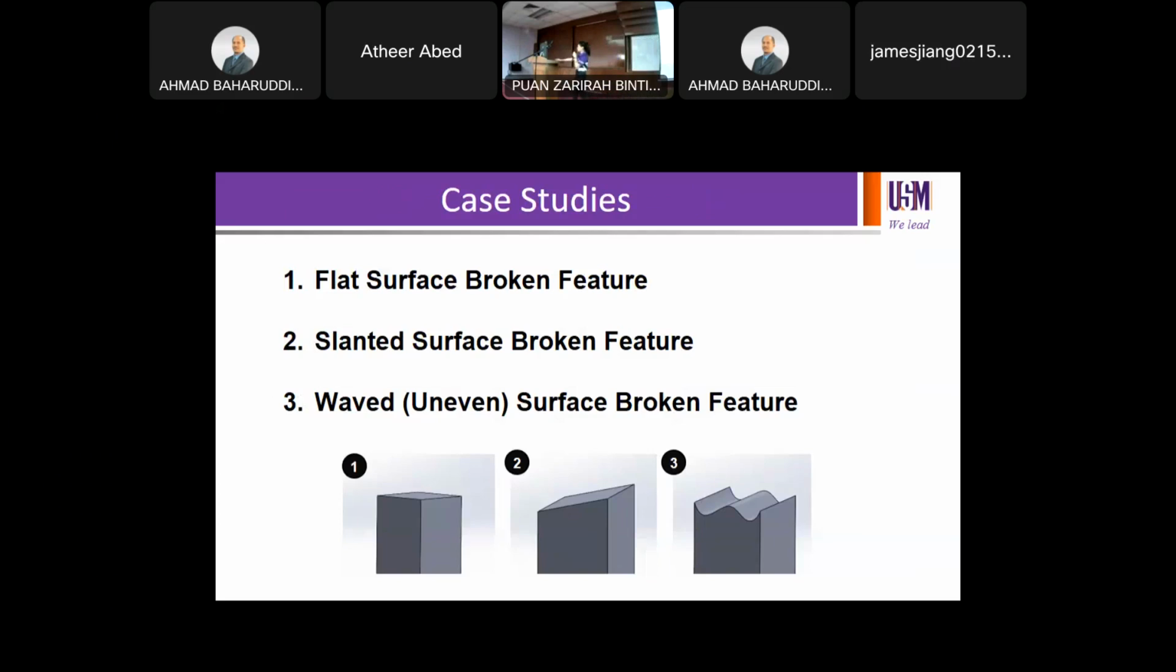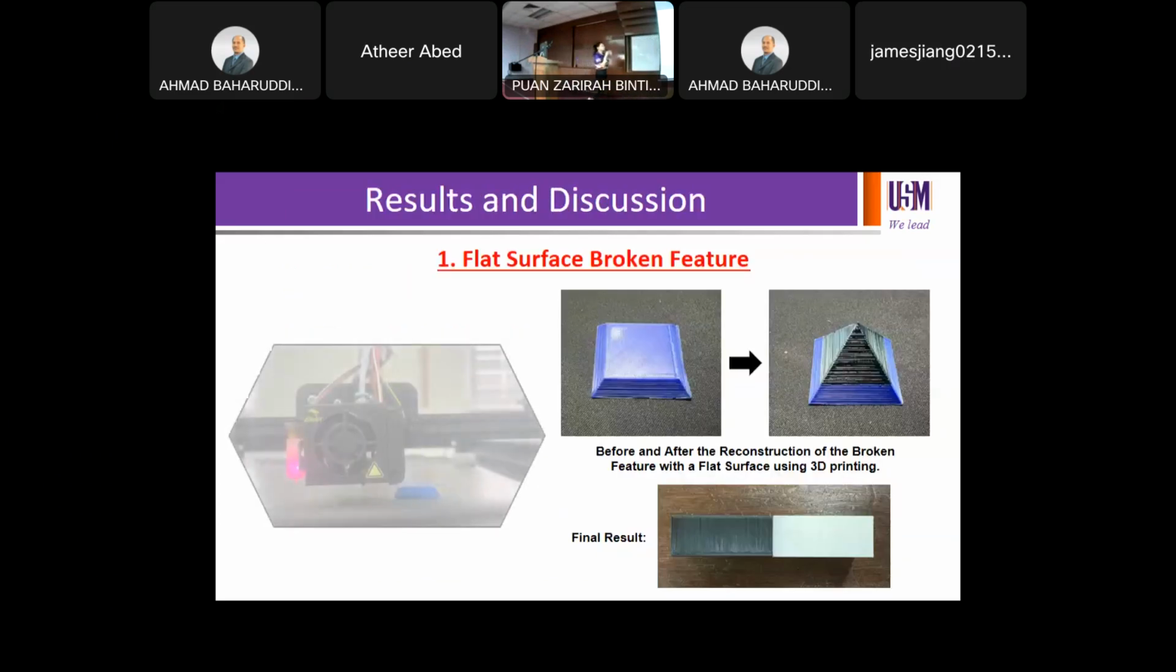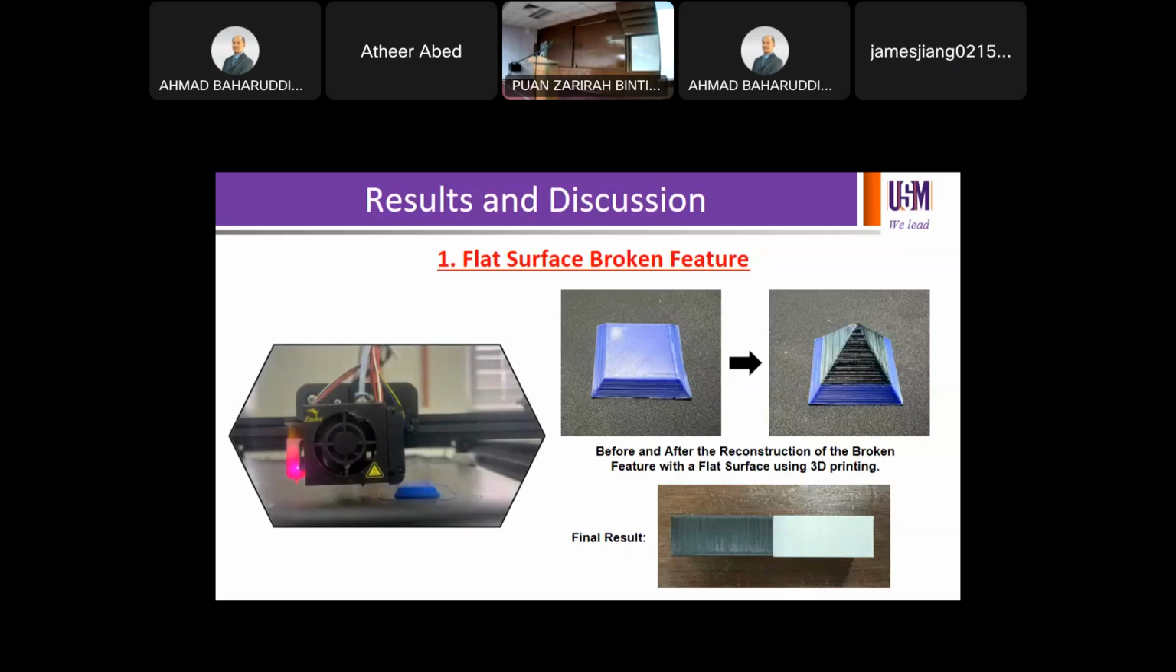For the flat surface problem feature, this is the damaged product, and this is the object that I reconstructed. From here, you can see I have successfully reconstructed the damaged product to the original pattern, and this is the final result that I got. This is the sample of the original pattern, and the black color represents the damaged product with the flat surface problem feature, and the white color represents the problem feature part that I used to reconstruct this damaged object.